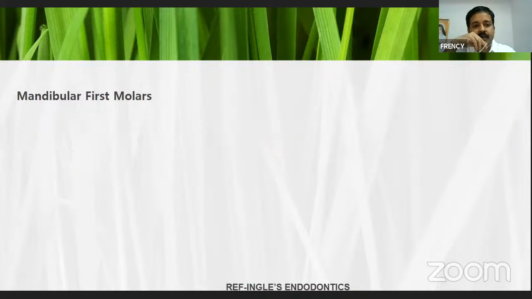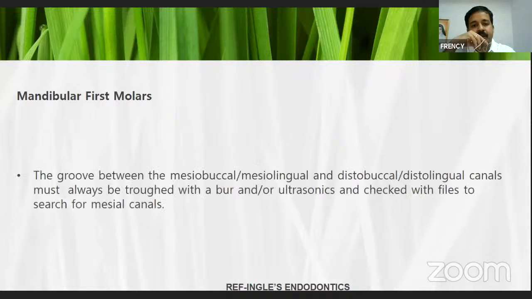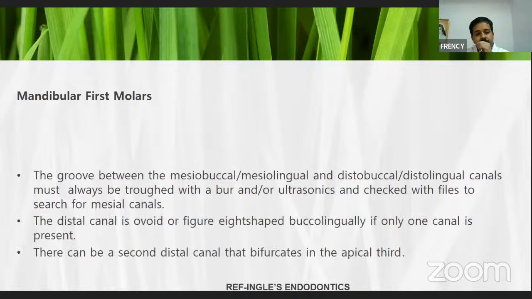Then mandibular first molars: the groove between the mesiobuccal and mesiolingual and distolingual canal must always be roughened with a burr. You can use burrs like the Ellen burr, or you can use ultrasonic and check with the files to search for the mesial canal. Roughen the isthmus and then try to get a catch with the hand files, DG16 Explorer, etc., so that you can get the middle mesial and middle distal canal. And sometimes the second distal canal, always change the direction of the hand file, as I said earlier.